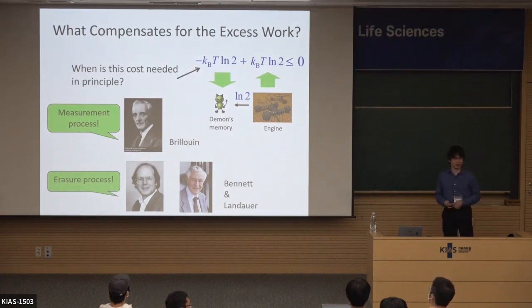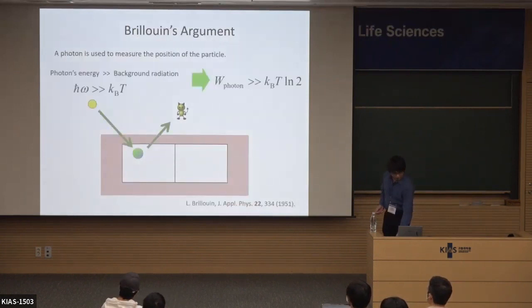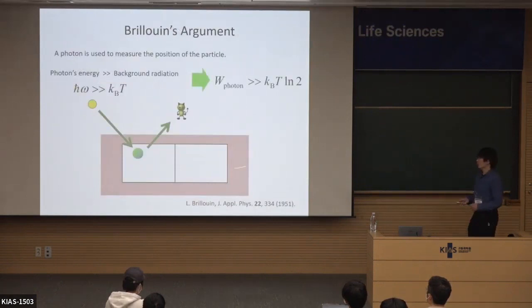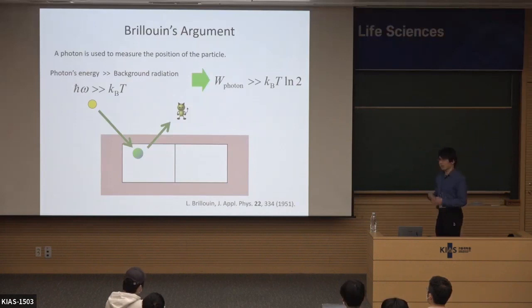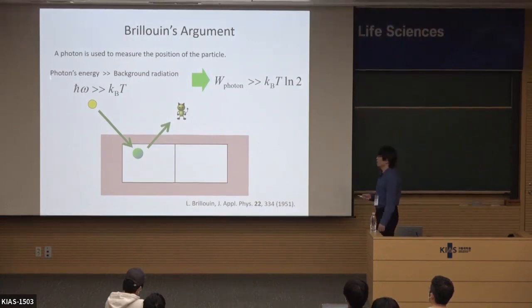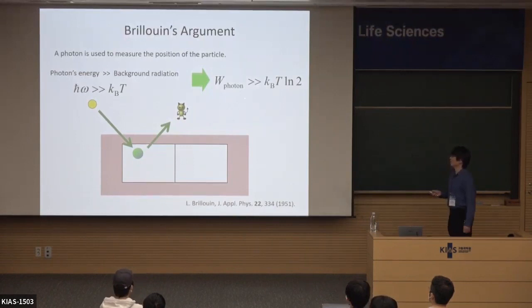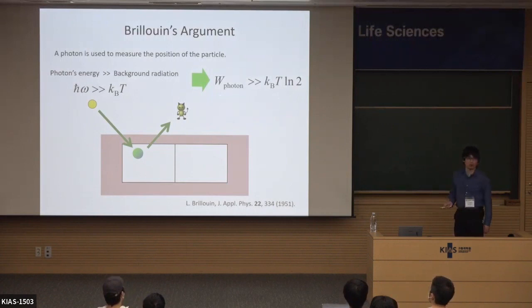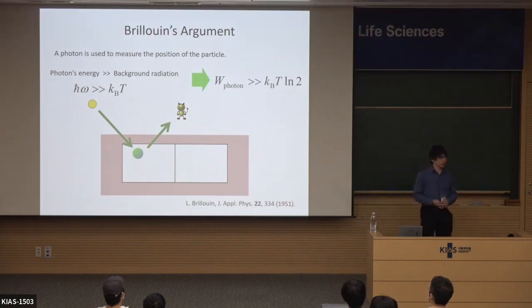Okay, so this is a very old argument by Brillouin. He considered that to perform a measurement of the position of the particle, for example, we need to shed a light to distinguish whether the particle is in the left box or right box. In that case, the energy of the photon should be greater than the thermal radiation around this particle, because otherwise we cannot distinguish the probe photon from the background photon radiation. That means that the photon energy should be much larger than kT, and therefore larger than kT log 2. So Brillouin considered that this solves the paradox of Maxwell's demon, because we always need much greater energy than the thermal fluctuations.